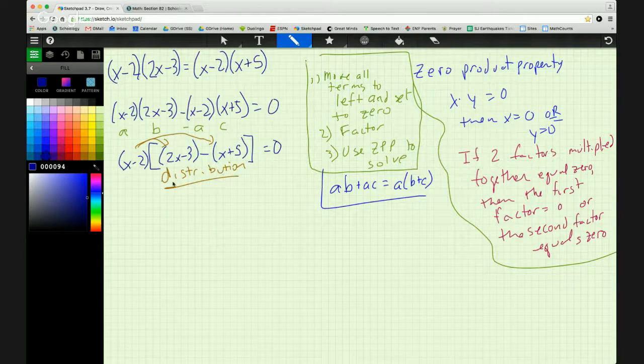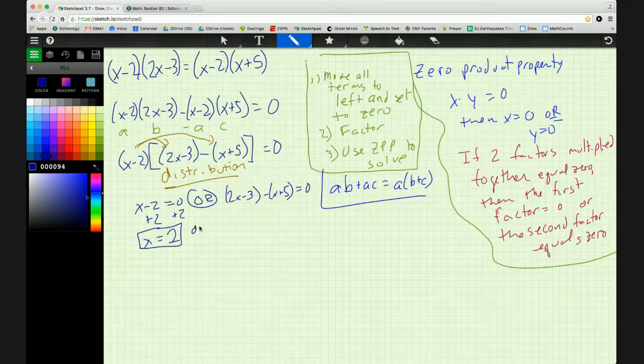Okay, so now we have 2 things multiplied together again. We have this A times this B minus C thing. So we know, using the zero product property, that either x minus 2 equals 0 or 2x minus 3 minus (x plus 5) equals 0. One of those is true. So if x minus 2 is 0, we add 2, we get x equals 2. Or this other thing is true.